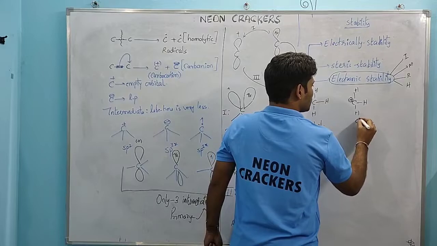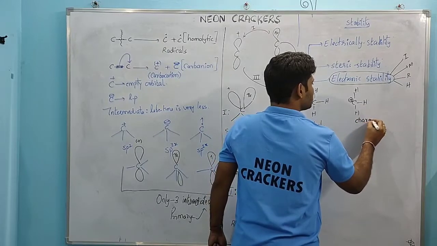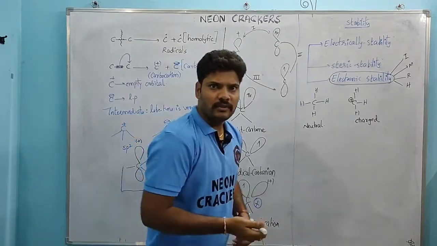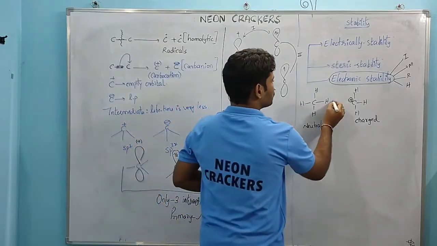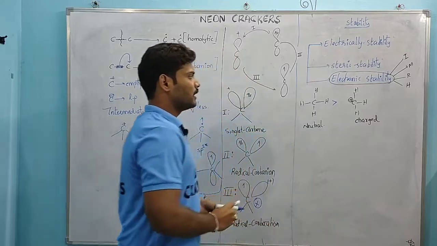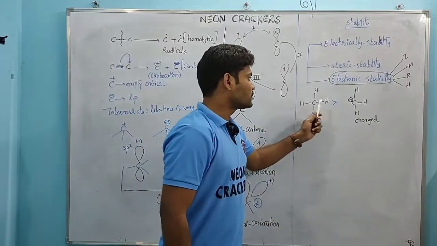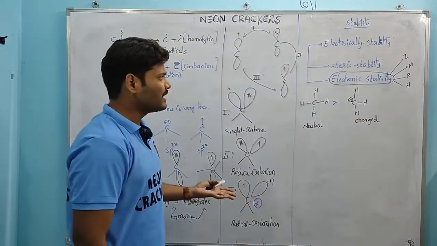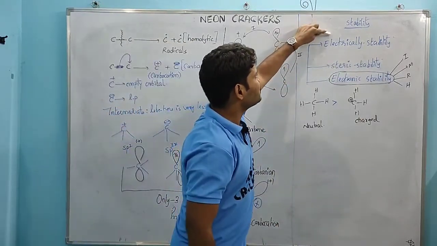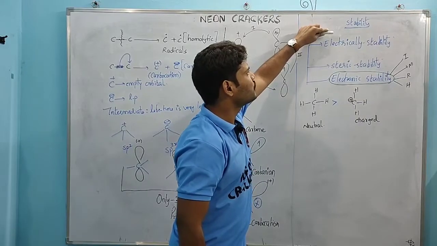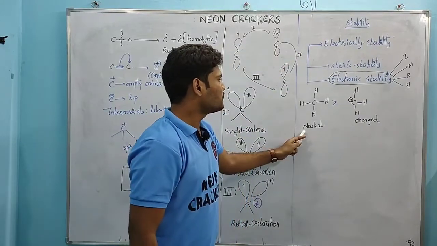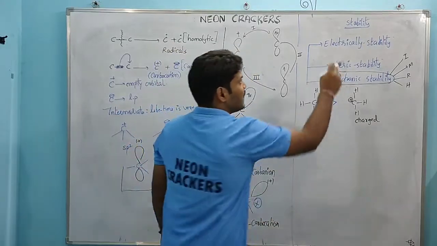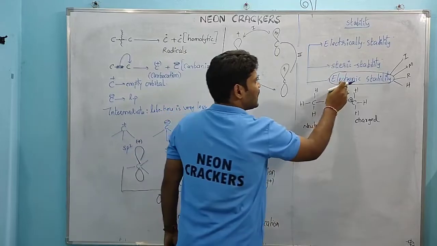The second one is a charged particle. Now, which is more stable? We know methane is more stable than methyl carbocation, isn't it? What kind of stability is this? Electric stability, depending upon charge or neutral. A neutral particle is more stable than a charged particle. Right? First one is clear, electric stability.